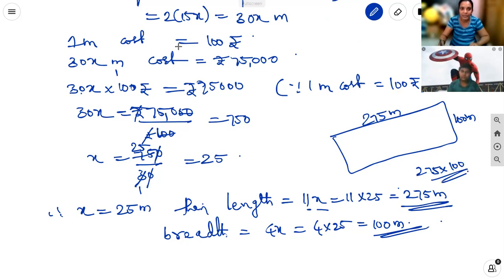Again, here 1 meter cost is 100 rupees, 30x meters cost equal to 75,000. Meters can be converted into cost; substituting 1 meter equal to 100 rupees, it can be converted into values. So the x value is 25. When we apply it to the length, it becomes meters. So length equal to 11 into 25, 275 meters. Breadth equal to 4x, 4 into 25.